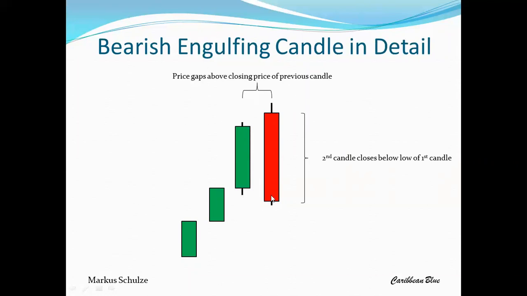And it closes. It doesn't matter, again, the length of the wicks, if it has any at all, if it's a shaven head, basically a Marubozu, or if it has long wicks on either end, that doesn't matter. You're looking at the body of the candle itself. And here it engulfs the preceding candle. This time indicating that we might be looking at a potential trend reversal and the starting of a downtrend.